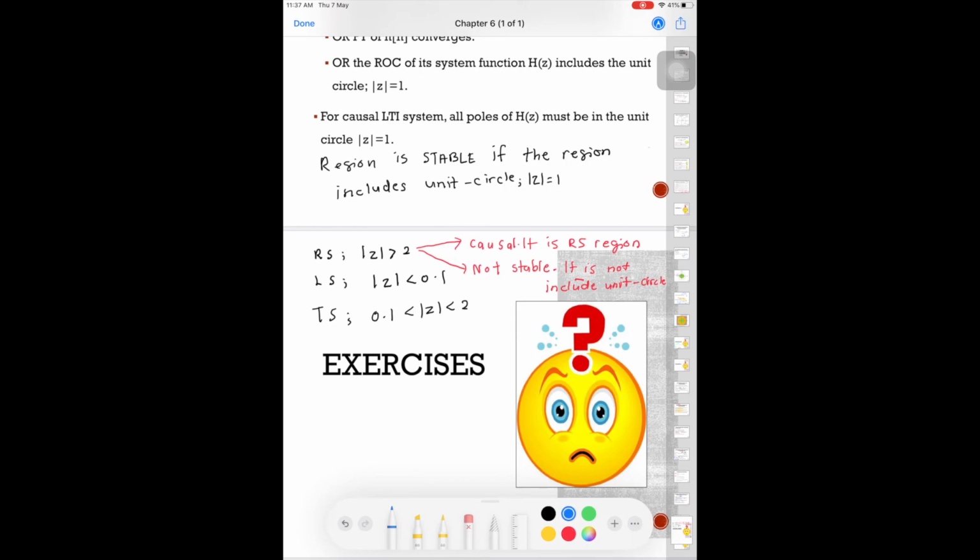Okay, so next, for left-sided, it is not causal. Why not causal? Because it is a left-sided region. For left-sided, is it stable? It is not stable. Why not stable? Because it does not include the unit circle.